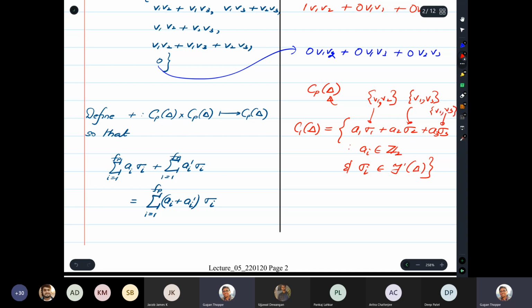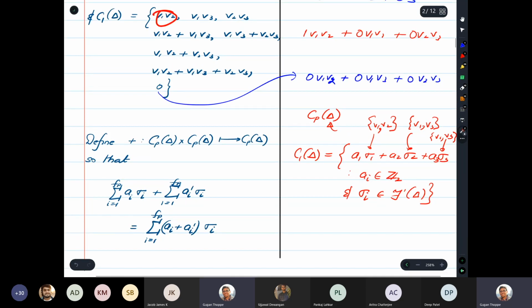So the answer to Deep's question, what is this V1, V2? This is not a product. This is actually a set. Let me go at it step by step. Sigma 1 here refers to a set.